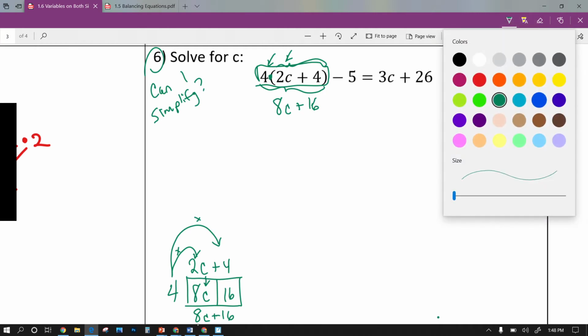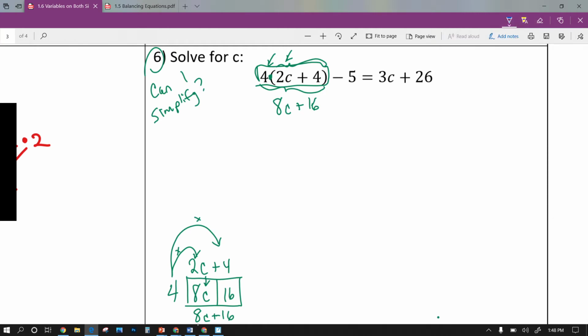And now all of those things that I did not use yet, they all have to come down here. Everything does. I have minus 5. The equal sign is going to come down, my 3c and the 26 that's added to it. So I now have the equation 8c plus 16 minus 5 equals 3c plus 26. So that is still a bit complicated.